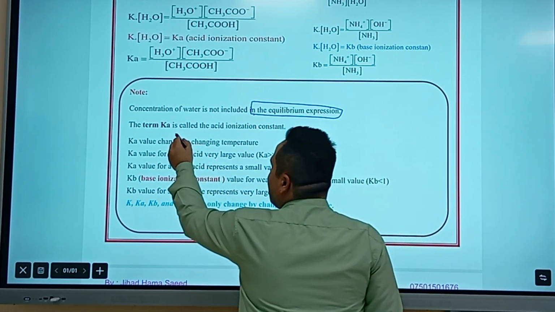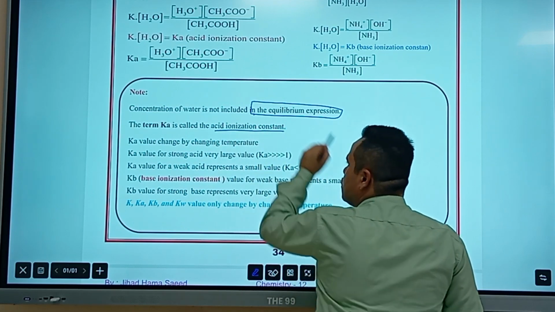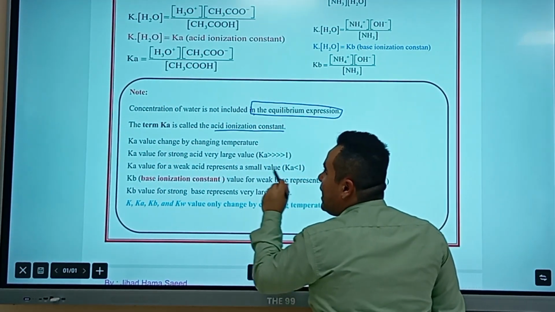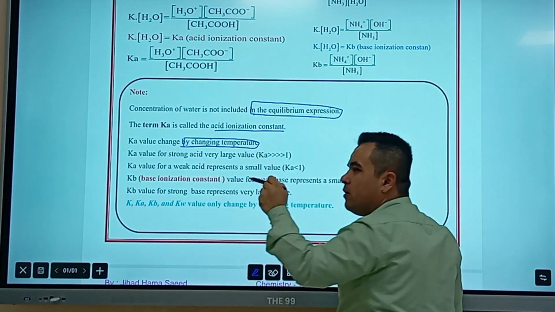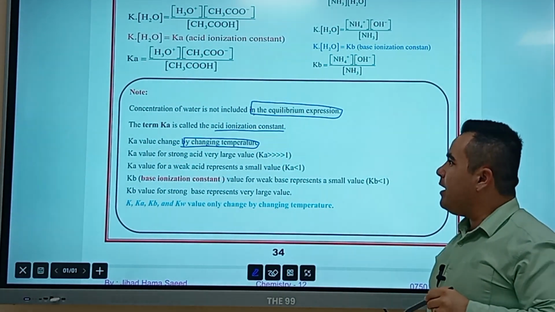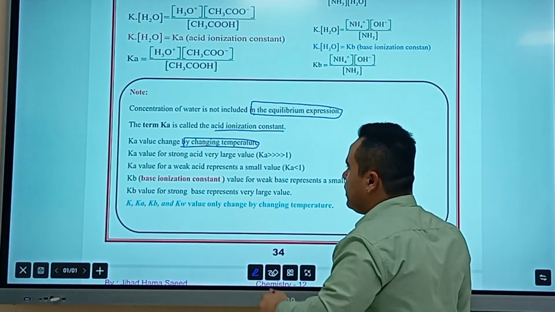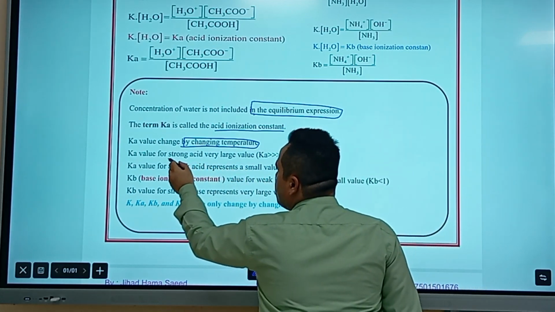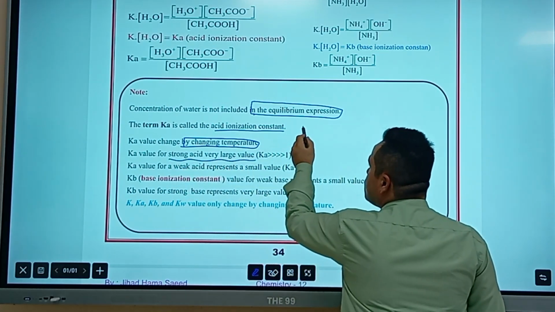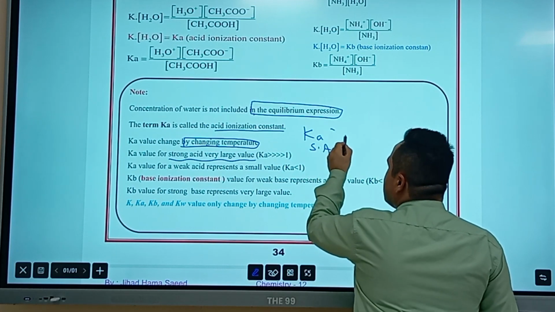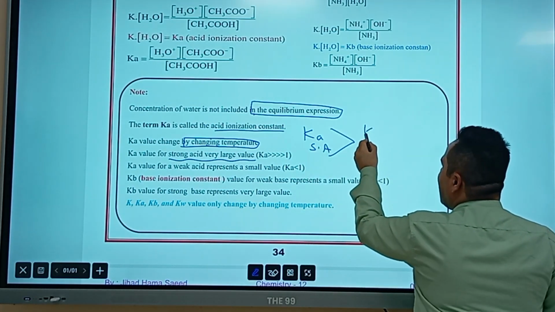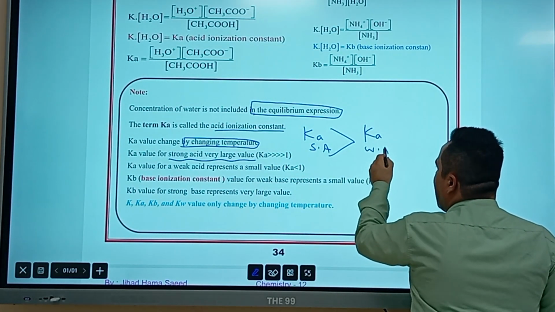The term Ka is called the acid ionization constant. The Ka value changes by changing temperature. This is important. How to change the Ka? By changing temperature. And Ka of a strong acid is very large, so Ka of a strong acid is much higher than Ka for weak acids.